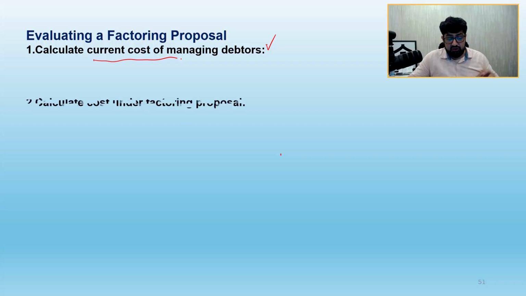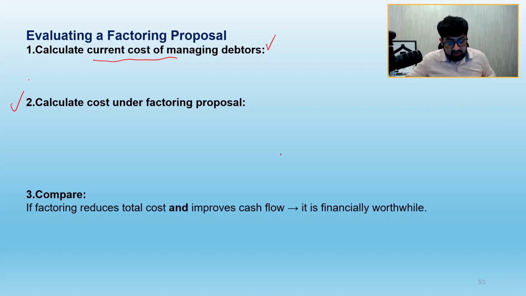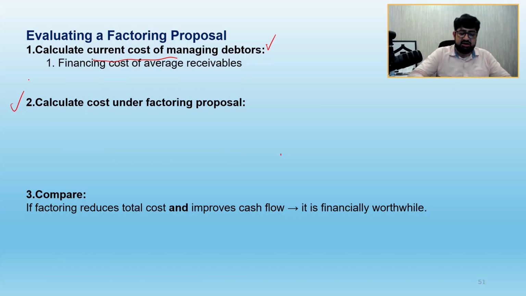And the second is you have to calculate the cost under the factoring proposal. So current cost, and then compare both. And we see which one is having lower cost of receivable. We will go for that. So starting with the current cost.